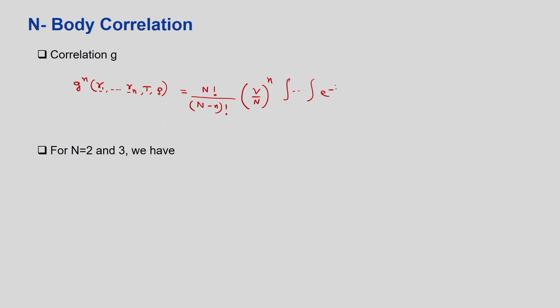So, e to the power of minus u by kT. Then the remaining terms are as they are. We are concerned only with the remaining terms, which are r of n. So, all these small n plus 1 terms are in the prefactor. Okay. Then I divide by Z. So, this is the expression for the distribution function.